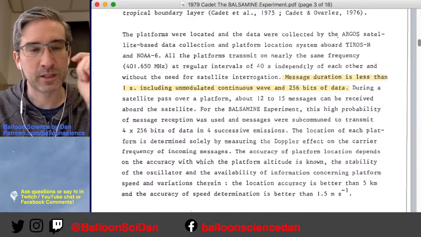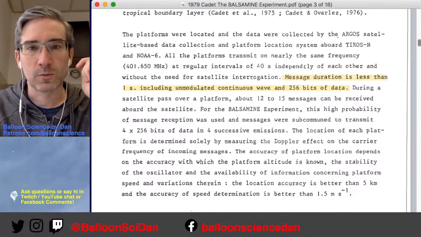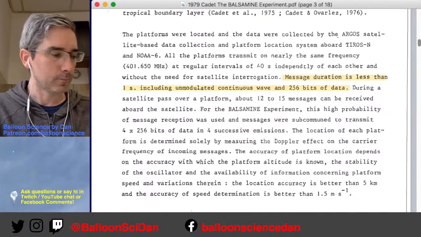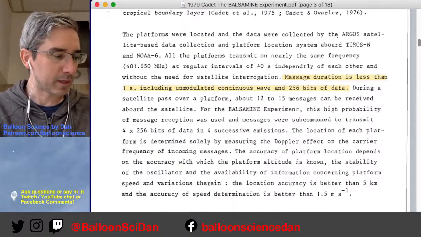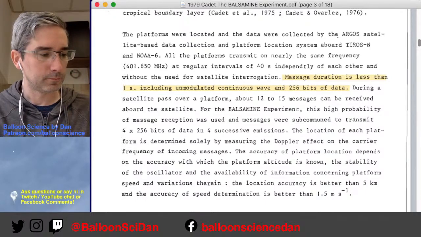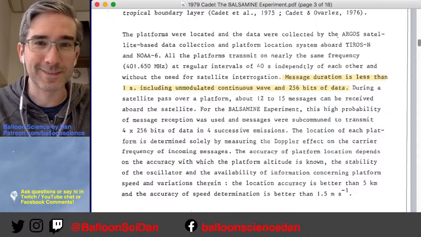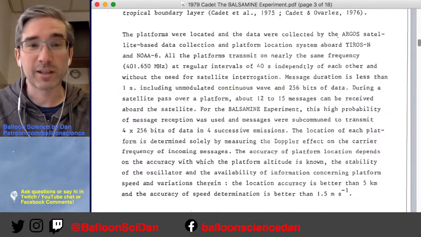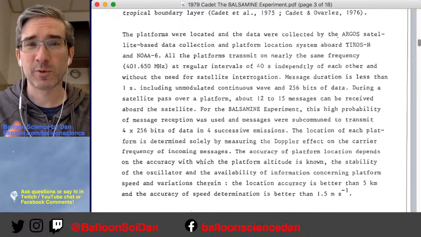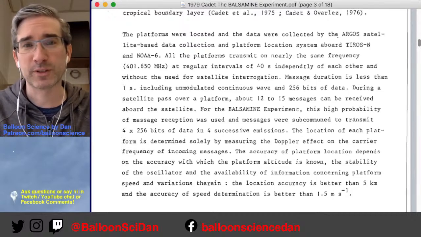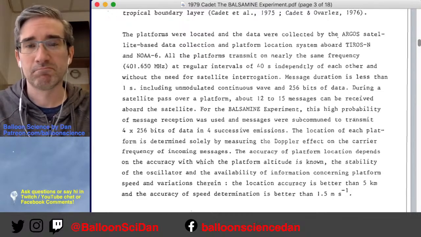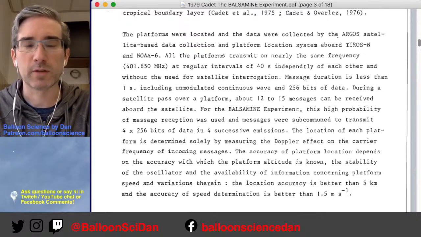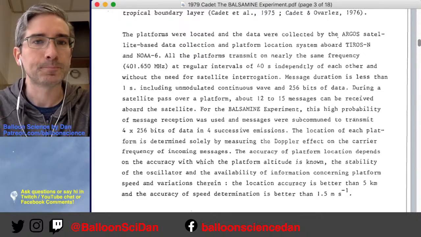256 bits would be that divided by 8. Is that 8 bytes? What is 256 divided by 8? The answer is 32. 32 bytes. Simple math. So 32 bytes was all they had for satellite ID, humidity, temperature, 2 different pressure measurements, probably like battery voltage. They might tell us later on what their telemetry content was.